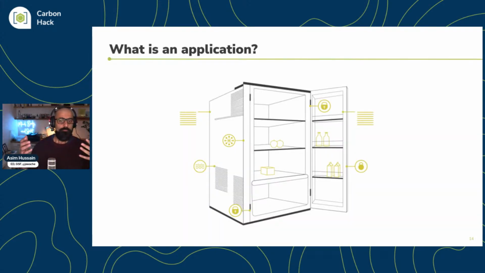So what is an application? This is something that, as we were developing standards such as the Software Carbon Intensity standard, was a really big question. When you're measuring a piece of software, what is a piece of software? It isn't a fridge. You can look at a fridge. You can see a fridge. If someone tries to sell you a fridge and it doesn't have a door, it should have a door.